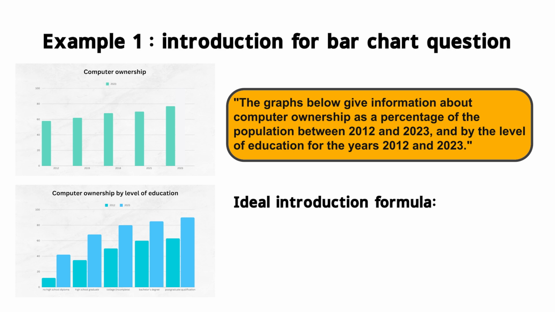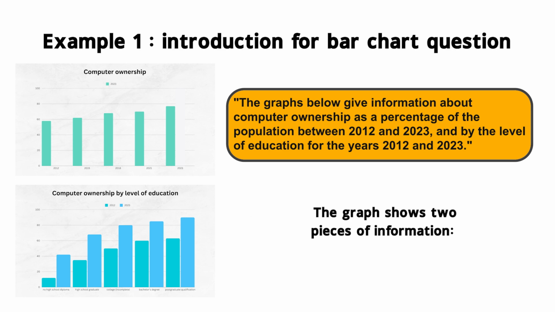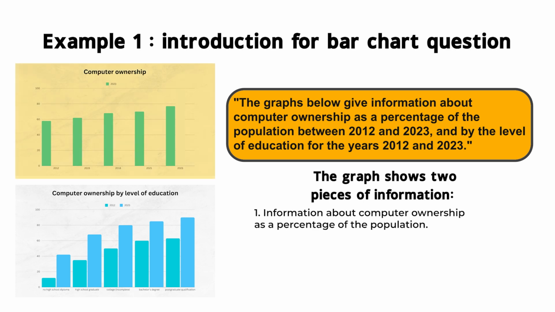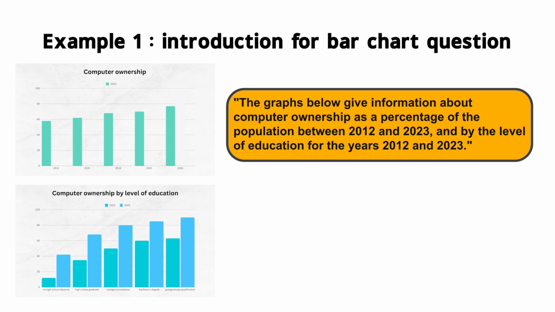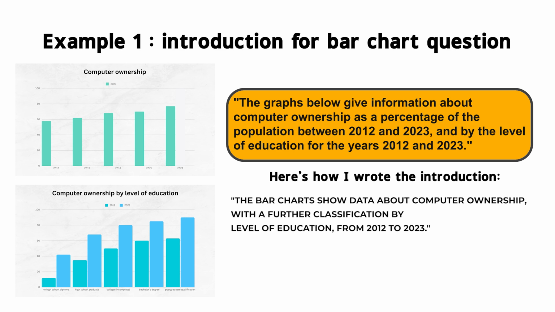Remember our ideal introduction formula. Write what your graph shows and for what period of time. In this case, the graph shows 2 pieces of information. 1. Information about computer ownership as a percentage of the population. 2. Information about computer ownership by level of education. The time period is from 2012 to 2023. So here's how I wrote the introduction. The bar charts show data about computer ownership, with a further classification by level of education, from 2012 to 2023.